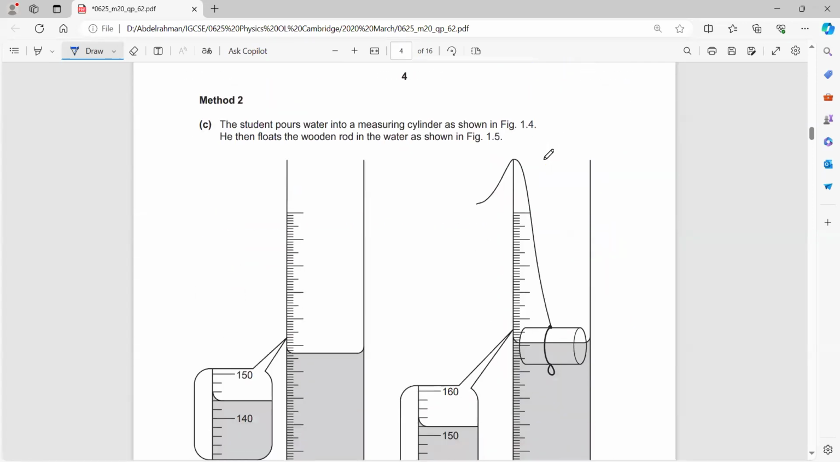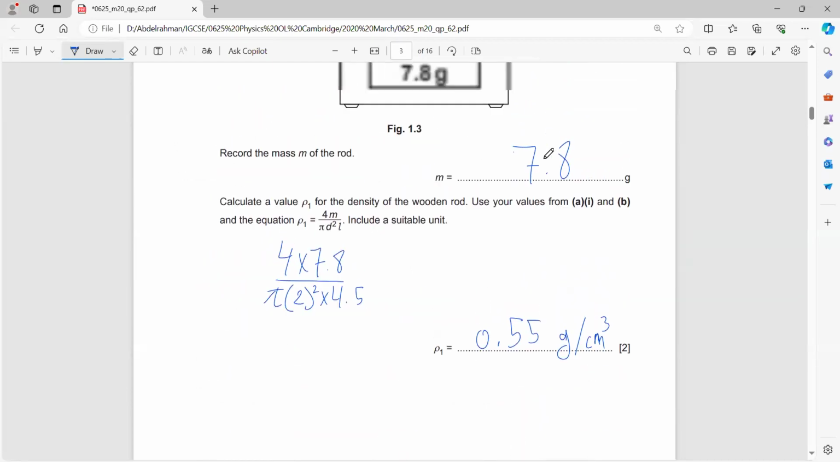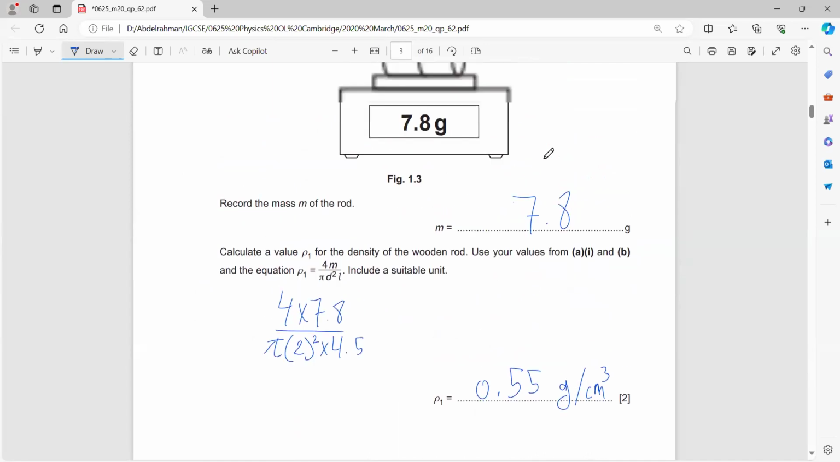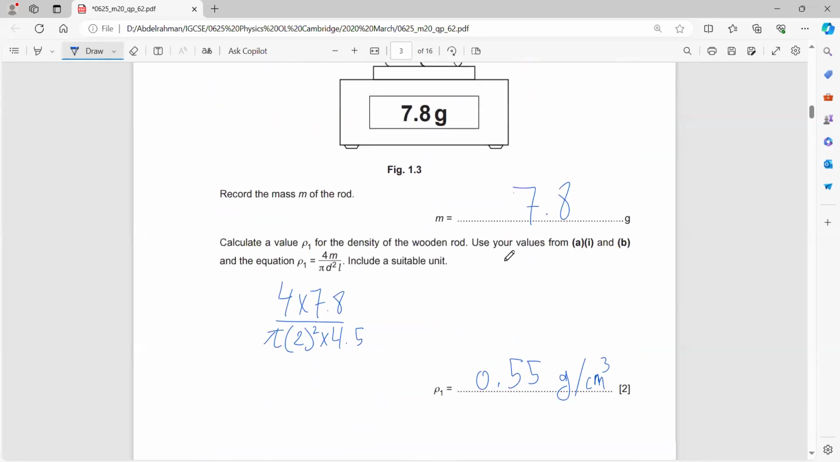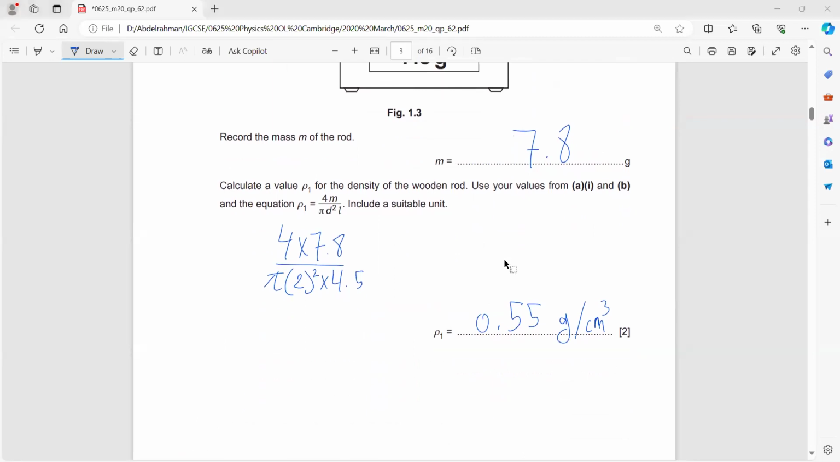Why is it not meters, not meter cubed? Because the initial length and diameter were in centimeters. So the unit of the density has to be in grams per centimeter cubed. It cannot be grams per meter cubed. That would be wrong.